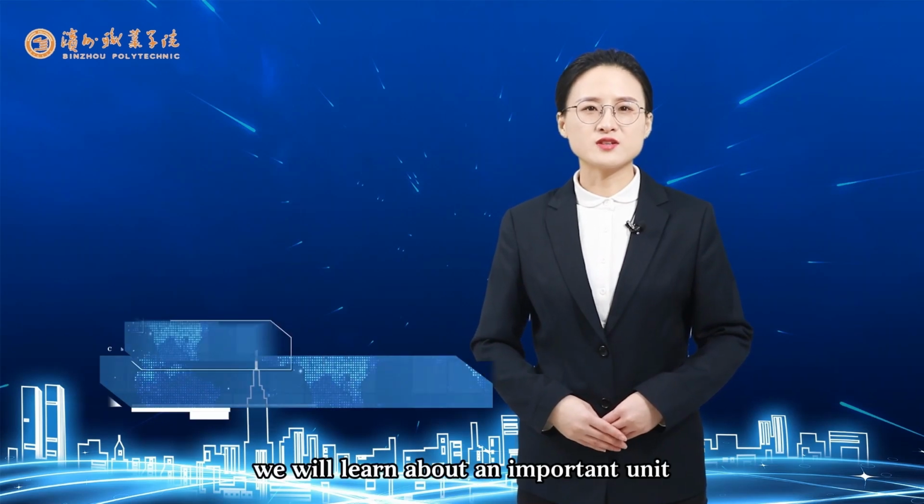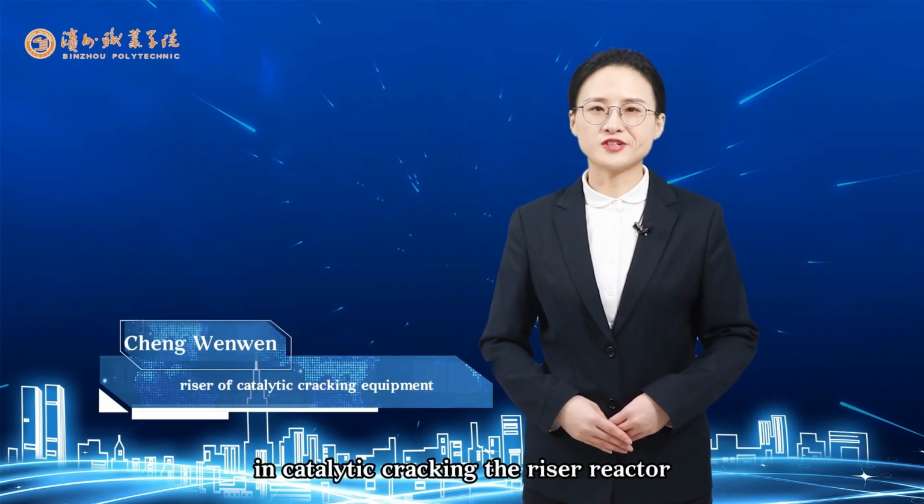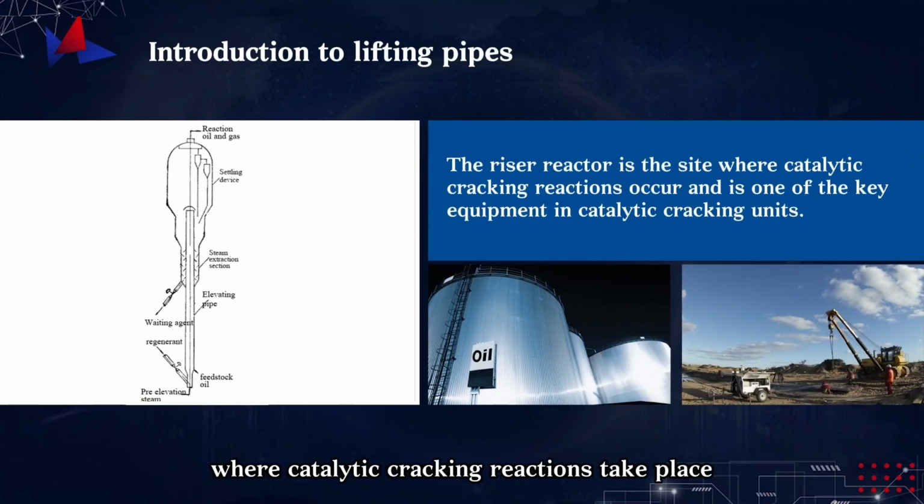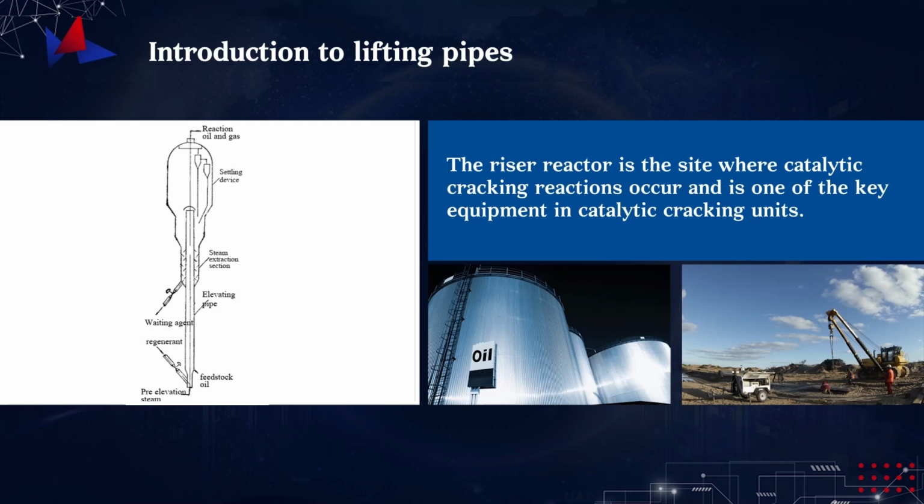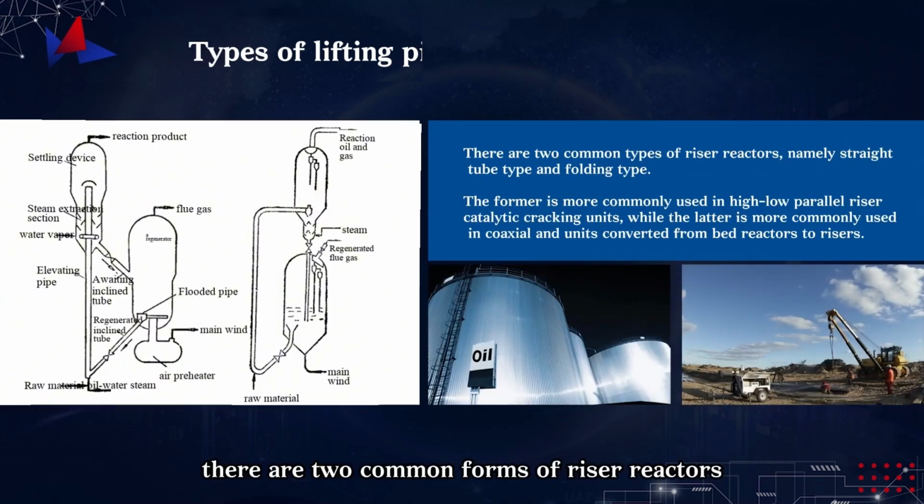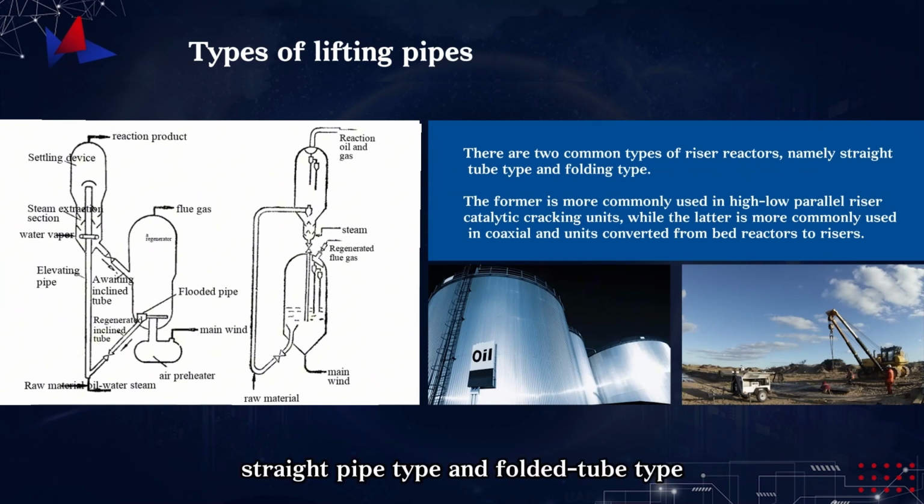Today, we will learn about an important unit in catalytic cracking, the riser reactor. The riser reactor is where catalytic cracking reactions take place and is one of the key equipment in catalytic cracking units. There are two common forms of riser reactors: straight pipe type and folded tube type. The former is mostly used in high-low parallel riser catalytic cracking units, while the latter is mostly used in coaxial units or units converted from bed reactors to risers.